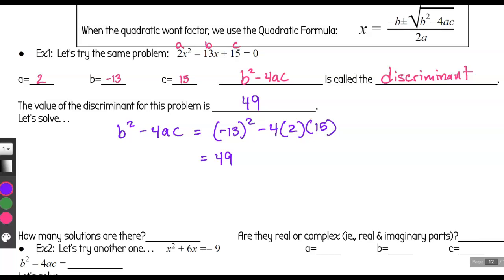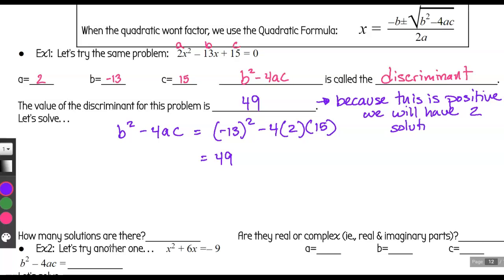Because this is a positive number, we will have 2 solutions. We're going to end up with 2 solutions. So now what we do is we finish making our quadratic formula.